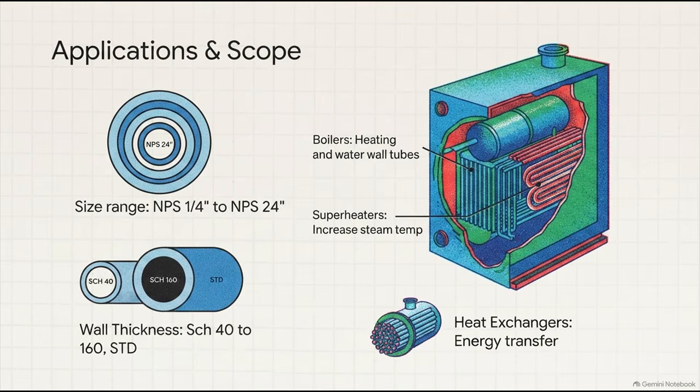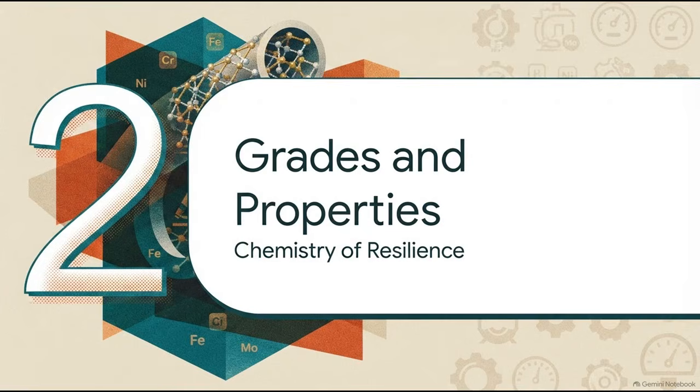And looking at the scope, the size range is actually pretty wild. It goes from a tiny nominal pipe size of 1/4 inch all the way up to a massive 24 inches. Plus, they feature incredibly heavy wall thicknesses. We're talking schedules 40 through 160. And why does that matter? Because these things are deployed right in the absolute belly of boilers, superheaters, and heat exchangers. Their one job is to safely contain and transfer energy that would otherwise be a literal bomb if the material gave out.